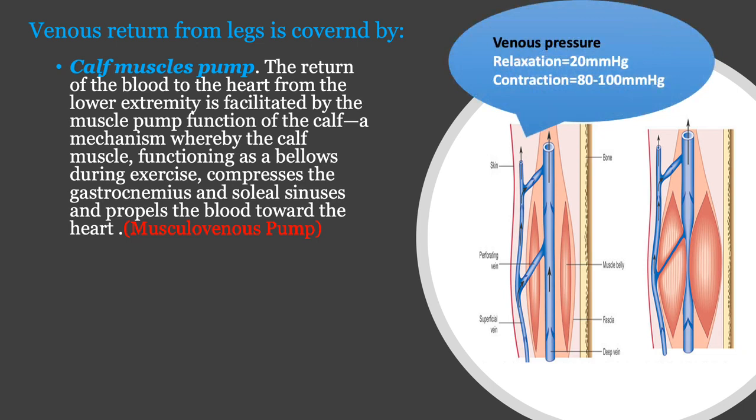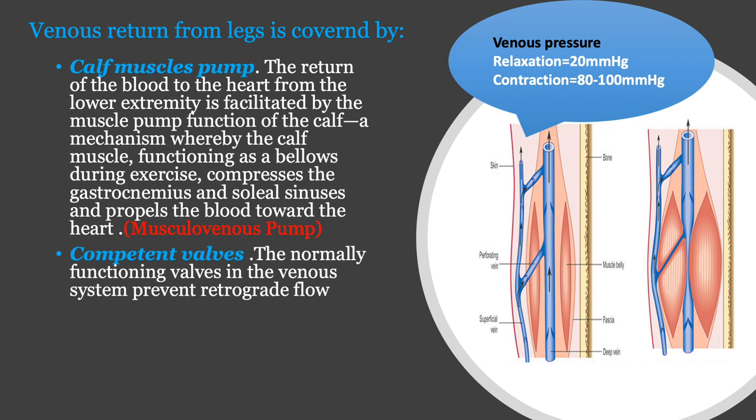It's very important in the mechanism of venous return from the lower limbs. As you notice here, during relaxation, the venous pressure in the lower limbs is about 20 millimeters of mercury, while during contraction of the calf muscle, this pressure will increase to about 80 to 100 millimeters of mercury. Okay?